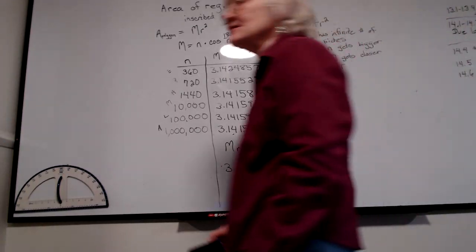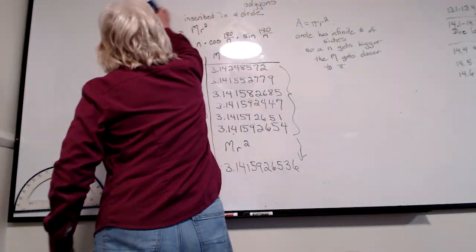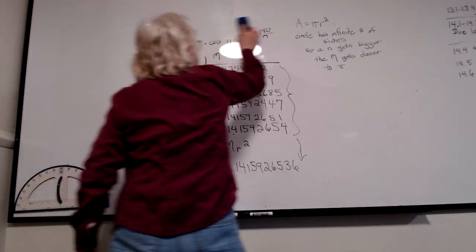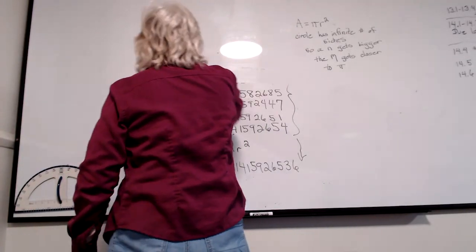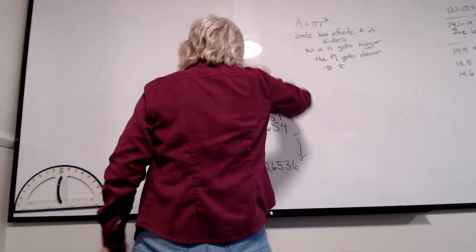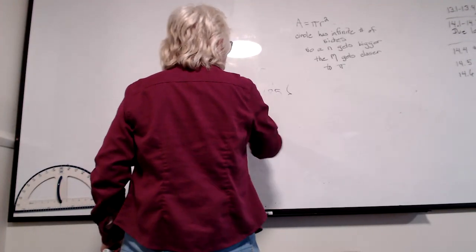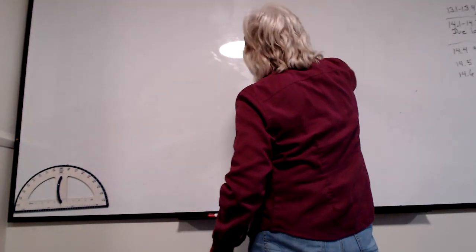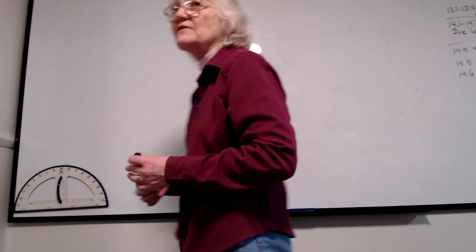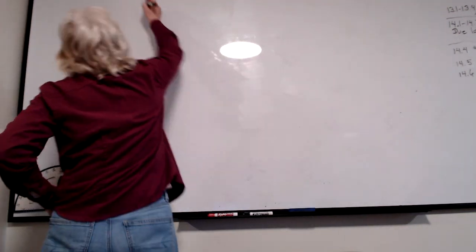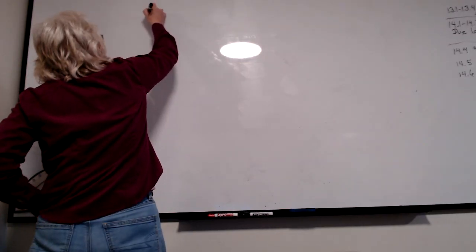Okay, Harrison also. Okay, so we're gonna go on to 14.6. And this is talking about a sector of a circle. We haven't defined a sector yet, so we have to first define a sector. And then we're going to talk about how you find the area and the perimeter of that sector. Okay? So let's start with a sector of a circle.